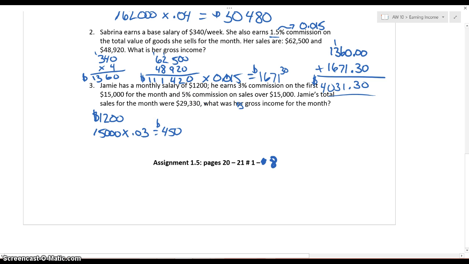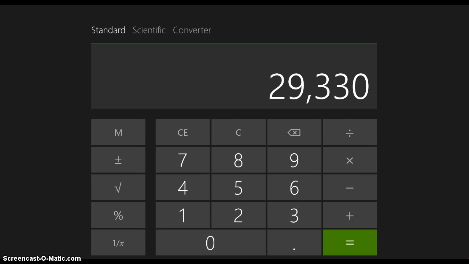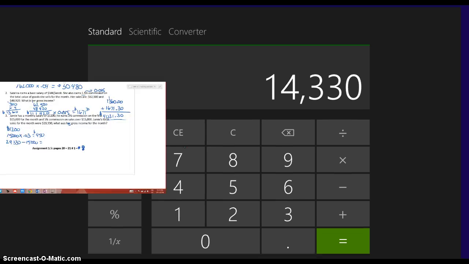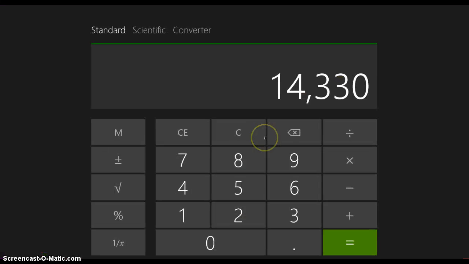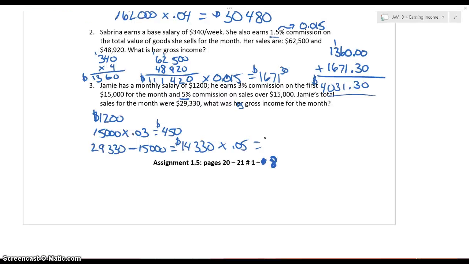Then on the rest, he earns 5%. So we have to take 29,330 minus the 15,000 that he's already earned on. 29,330 minus 15,000 is 14,330. On that 14,330, he earns the 5%. So let's times that by 0.05, which is 716.50.